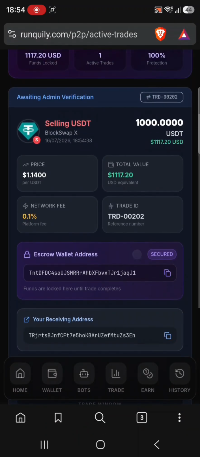So I will wait for this to be paid in my external wallet. That's how it works. So make sure you trade crypto arbitrage trading.